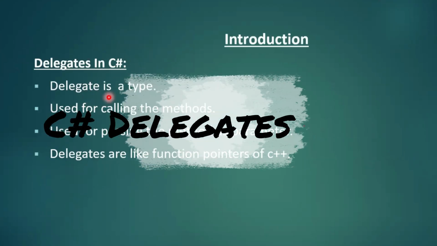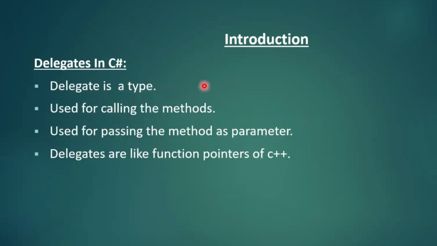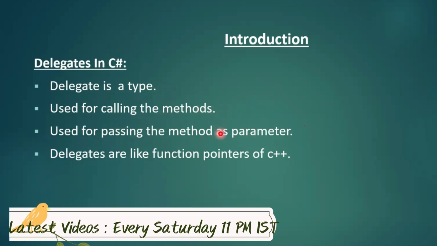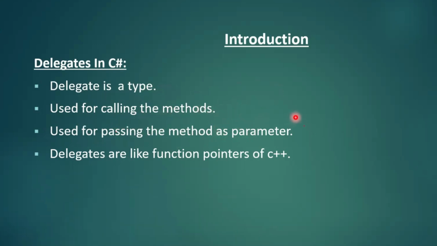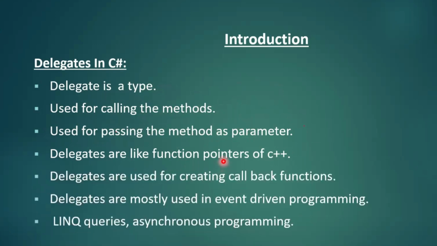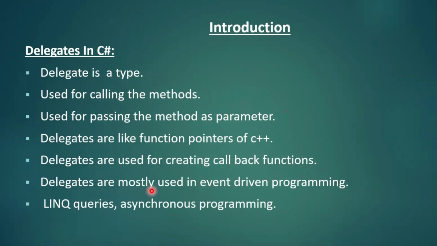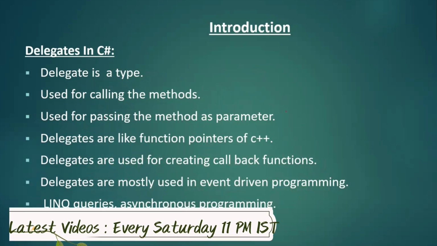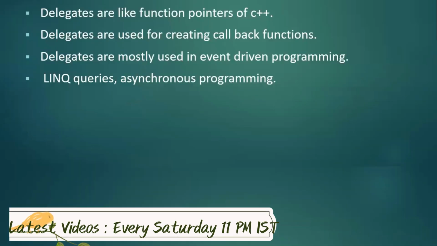What is delegate? Delegate is a type. It is like classes or interfaces. Delegates are used for calling the methods and also it is used for passing the method as a parameter. So by using delegates we can call the method or we can pass the method as a parameter. Delegates are like function pointers of C++. Delegates are used for creating callback functions. Delegates are mostly used in event-driven programming, LINQ queries, asynchronous programming, etc.